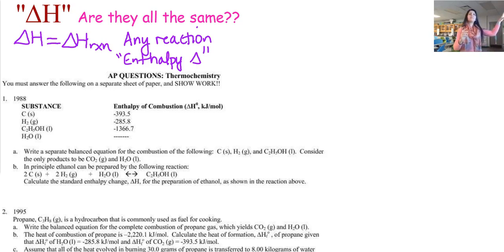So now let's talk about different delta H values. Again, you can have delta H of a reaction. You can also have something like delta Hf, the heat of formation. This is great to have memorized too. This is the energy absorbed or released for the formation of 1 mole of a substance from its elements in their standard state. Don't forget that. Elements in their standard states.